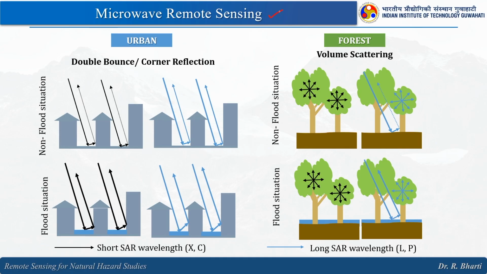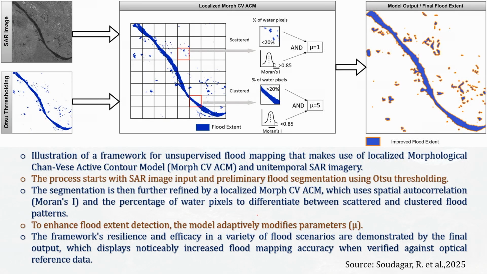When we talk about microwave remote sensing, in the urban case this particular slide will try to explain what happens during the flood situation and what the advantages are when we have microwave remote sensing. In the urban areas and in the forest area, how it works and how it provides you the information. The backscattering will be from this place. So, this is the summary of microwave remote sensing.